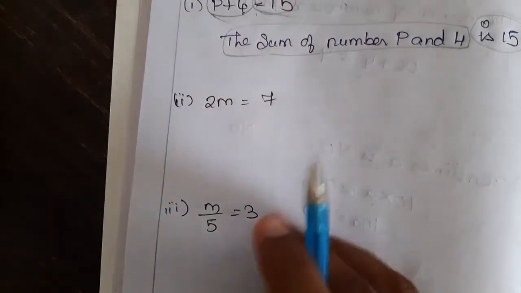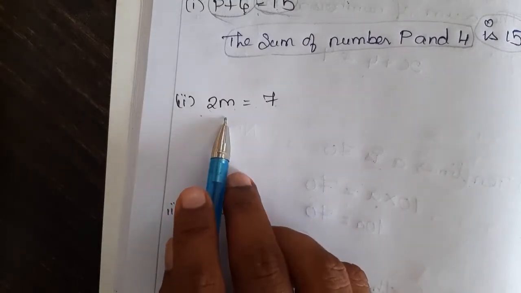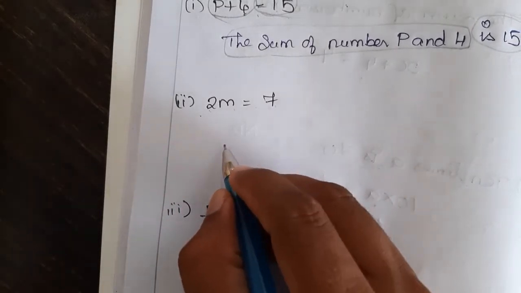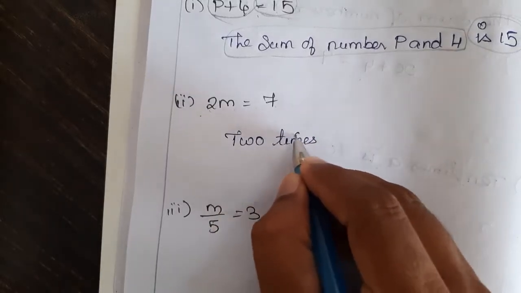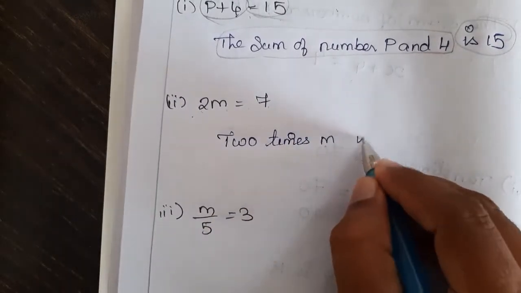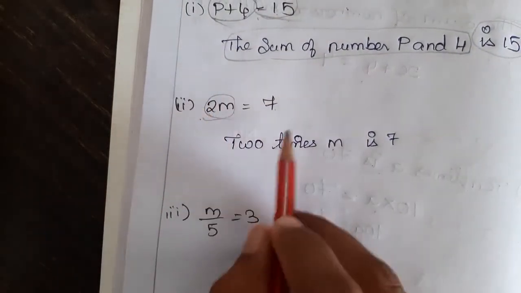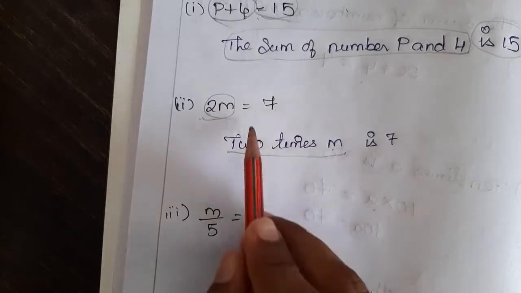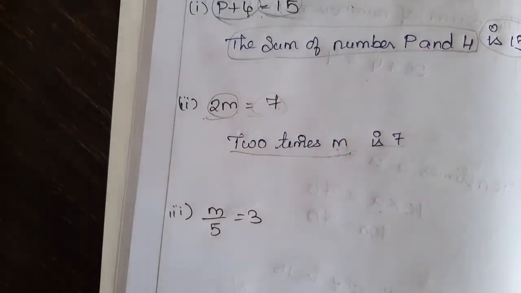So next is 2m is equal to 7. 2m means it's 2 into m. So we can say it's 2 times m. 2 times m is 7, right? So it is given 2m. 2m is written as 2 times m, and equal to 7 is written as is 7, right?